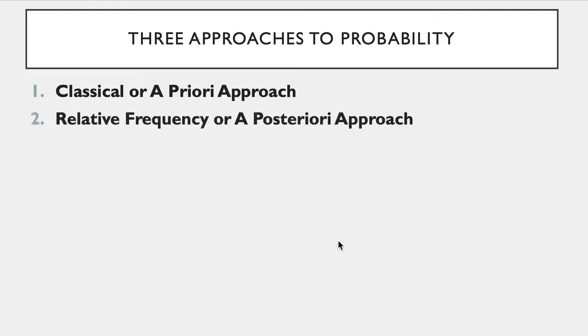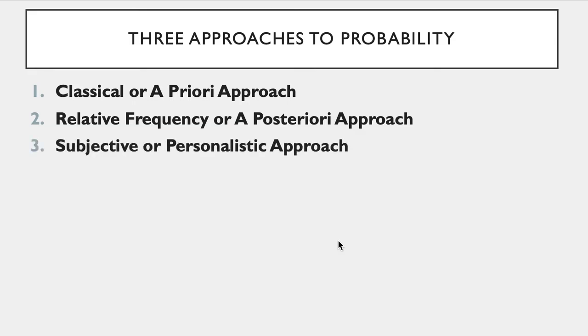There are three approaches to probability, and I will be discussing them one by one. Number one, classical or a priori approach; a priori means beforehand. Relative frequency or a posteriori approach, which means afterhand. And we have the subjective or personalistic approach. I think this is understood already. Let's talk about the classical approach.